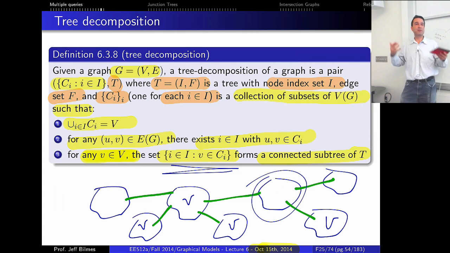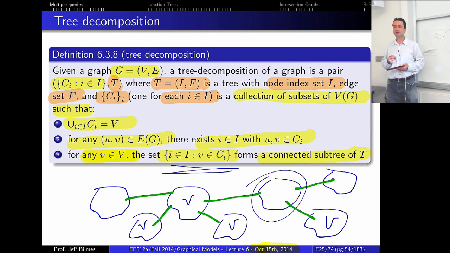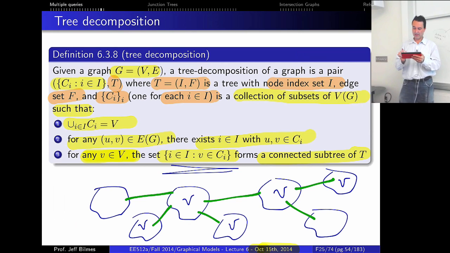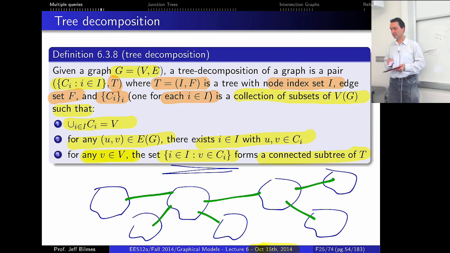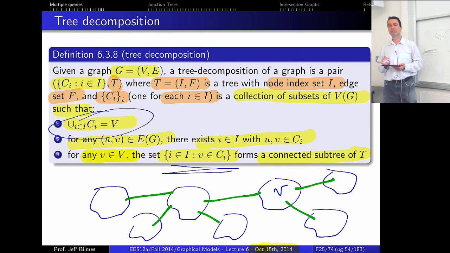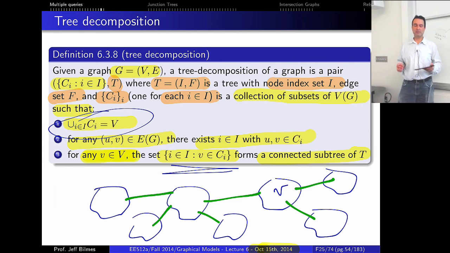So it's sort of like an induced subtree property, which is actually going to be a property that we're about to define. So this is invalid, but this is OK. What about this? Is this OK? What about this, if V lived everywhere? Would that be OK? Yes. What would it be if V lived nowhere? Would that be a tree decomposition? No, because property one would be violated. What if it was the case that V lived in only one cluster? Would that be OK? Yeah, still a subtree. So that's fine.